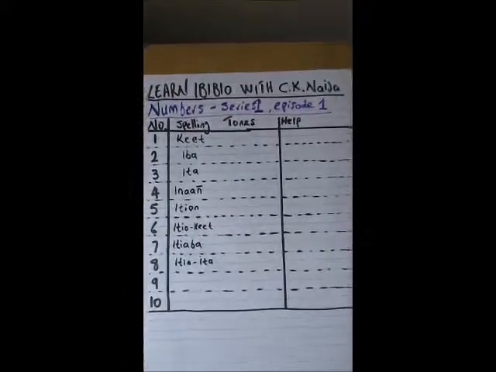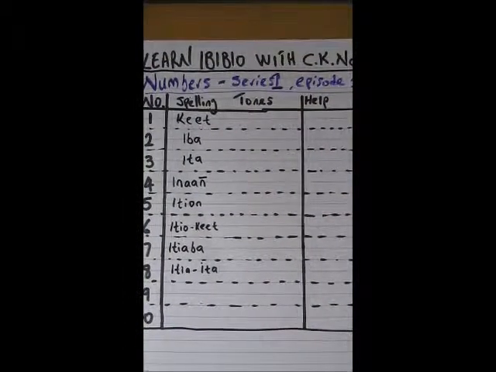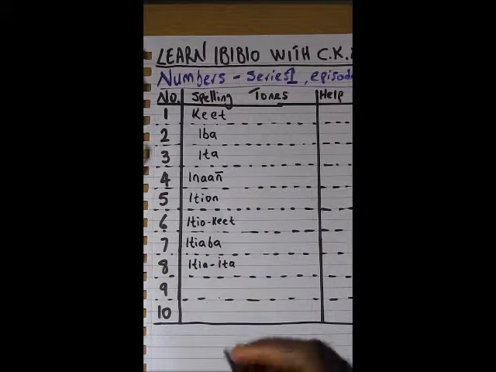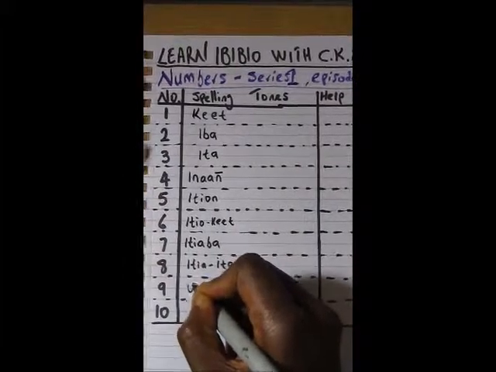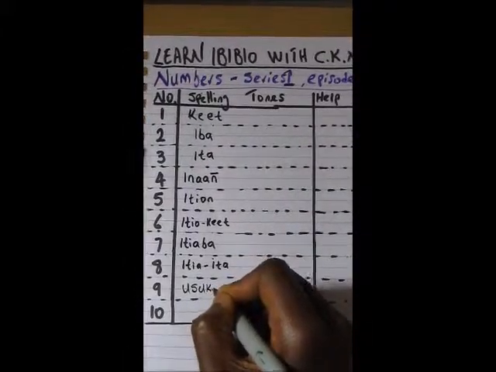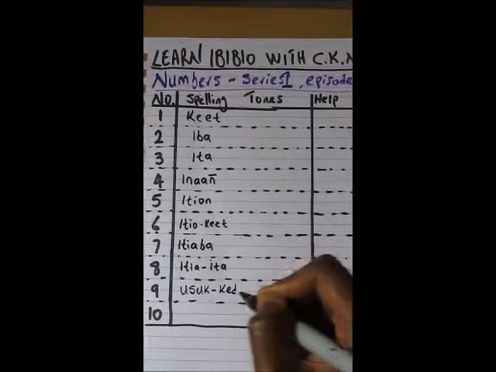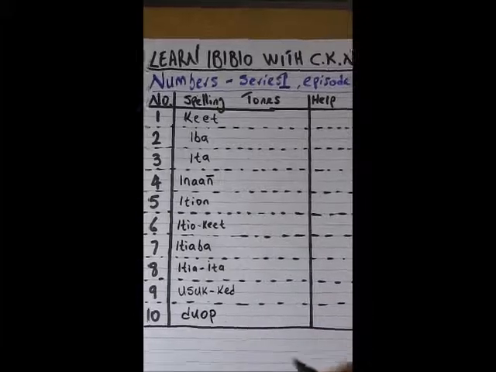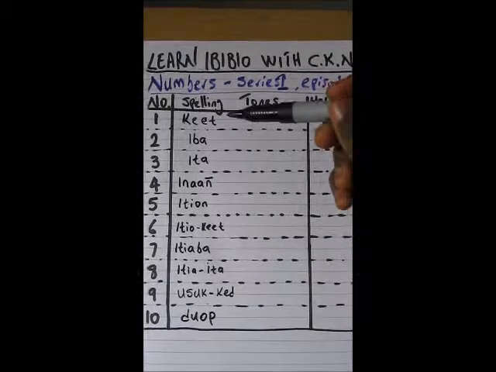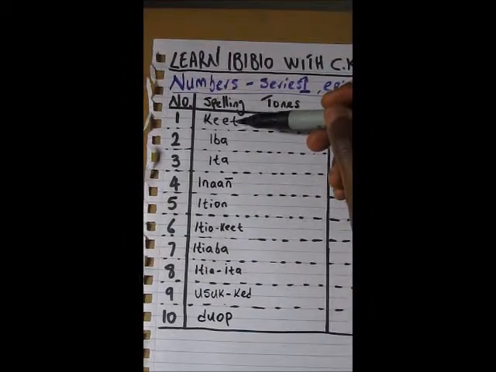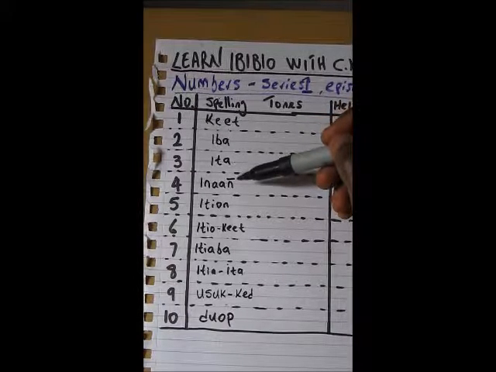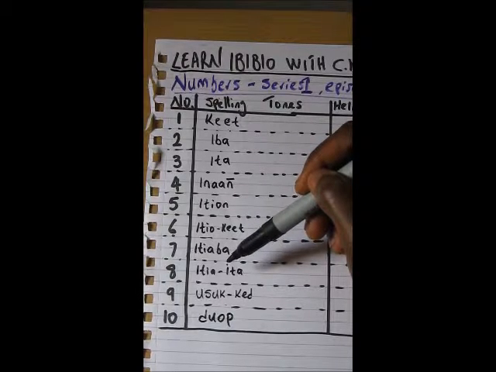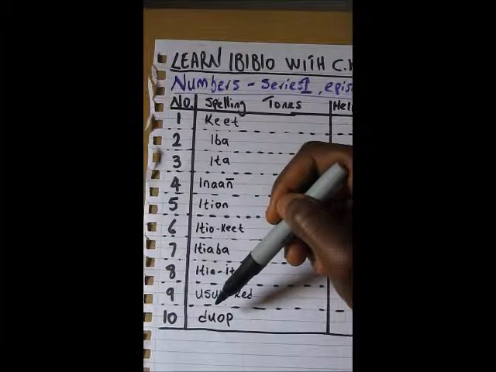Let's see if I can zoom in here a little bit. Alright. The word for 9 is usokiet, and the word for 10 is duop. Right? So if we do a quick run through, we have kiet, iba, ita, inaan, ition, itiokiet, itiaba, itiaita, usokiet, and duop. Right?